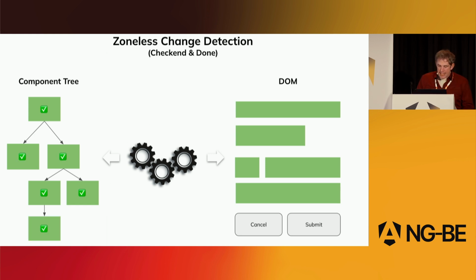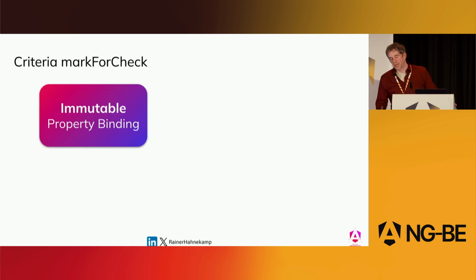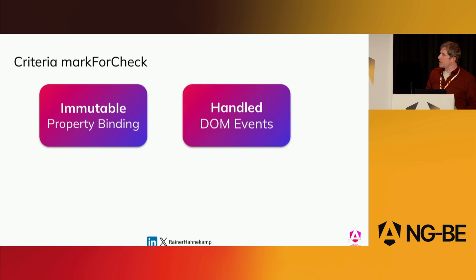As I said, it usually happens that markForCheck is executed. So I have here the common places where this actually happens. We tend to say it happens in immutable property binding, but of course there needs to happen already something before property binding can start. But yeah, markForCheck is also then executed. And this, I think, is the main part.